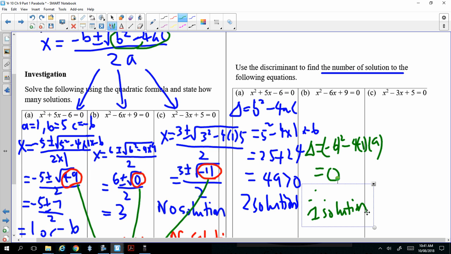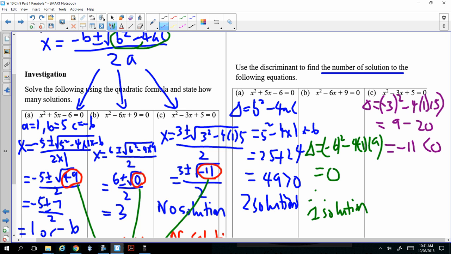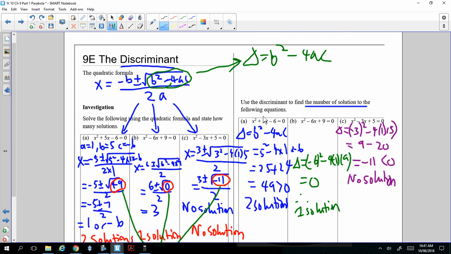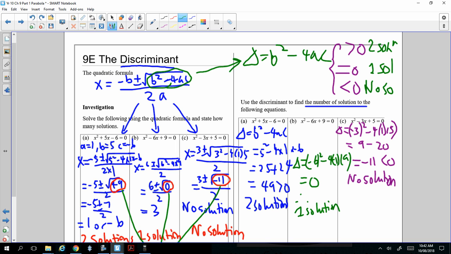And then finally, the last one, discriminant is negative 3 squared minus 4ac. What do you get? 9 minus 20, you get negative 11. That is no solution. Alright, that's the discriminant. So let's summarize this on the box above. Discriminant is positive, 0, or negative, which correspond to two solutions, one solution, or no solution. Alright, that's the conclusion.